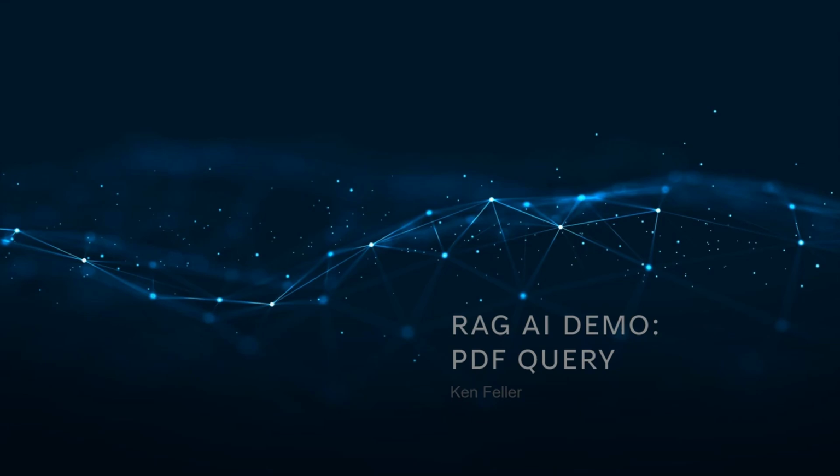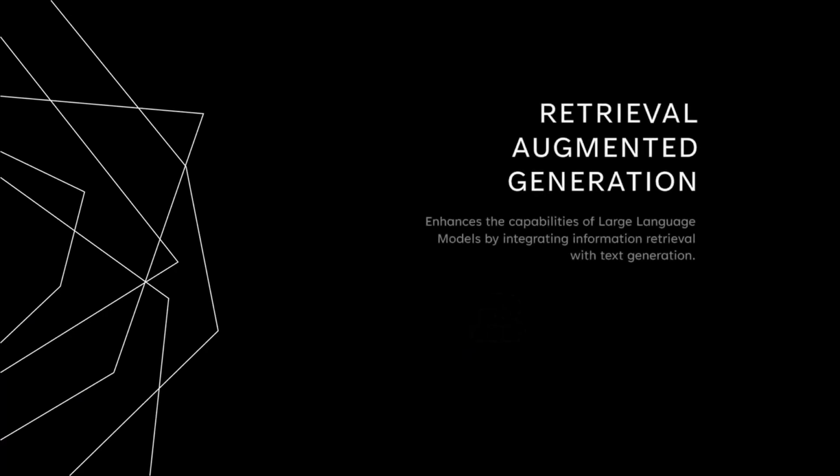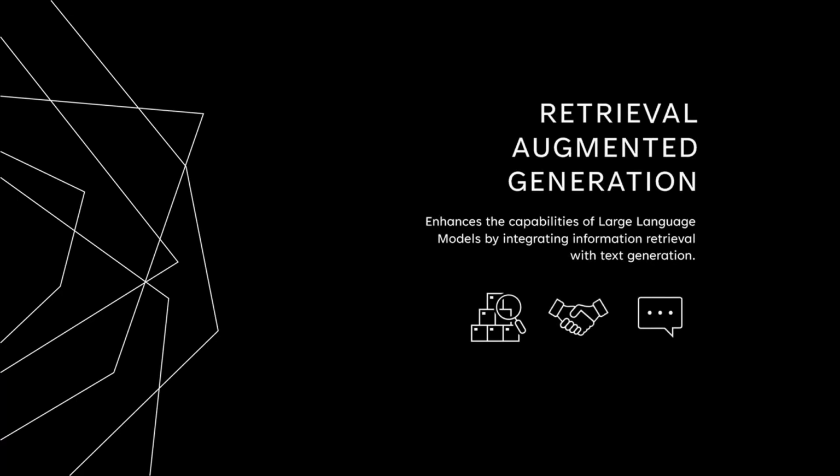So before we get started, let's refresh ourselves on what a RAG application is and how it works. Retrieval Augmented Generation is an AI technique that enhances the capabilities of LLMs by integrating information retrieval with text generation. RAG allows an AI model to fetch relevant information from a knowledge source external to the model and incorporate it into its response. In our case, that will be in the form of a vector database with embedded knowledge.